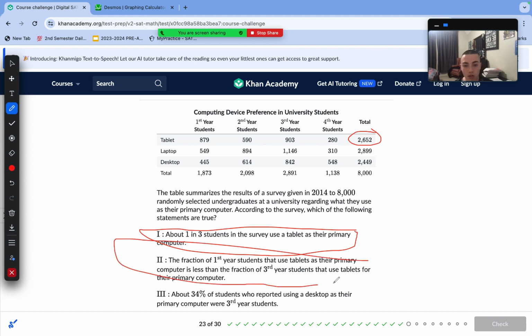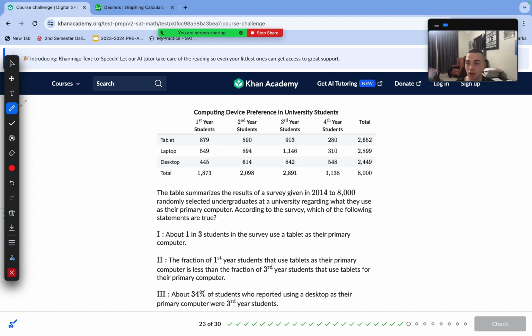The fraction of first-year students that use tablets as their primary computer is less than the fraction of third-year students that use tablets as their primary computer. So we're going to divide each of these ratios and then compare them. 879 divided by 1,873 is 0.469, and then 903 divided by 2,891 is 0.31. So actually the fraction of first-year students is more than the fraction of third-year students. Statement 2 is incorrect.